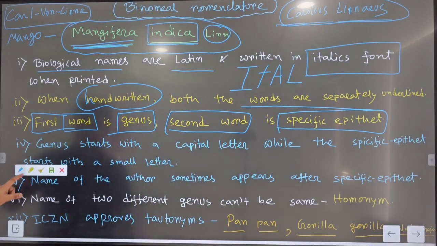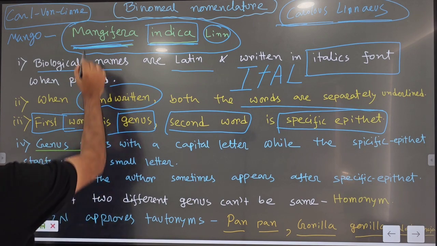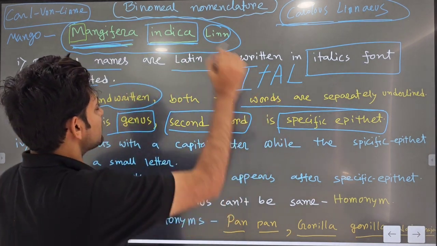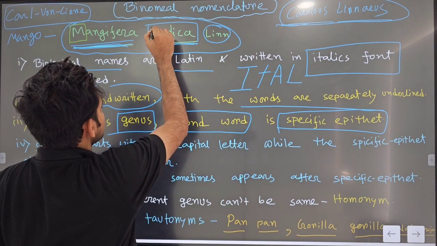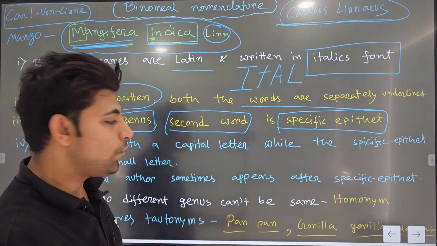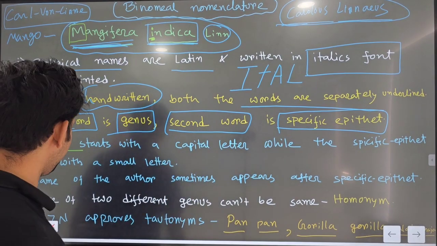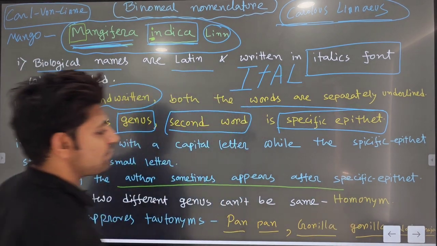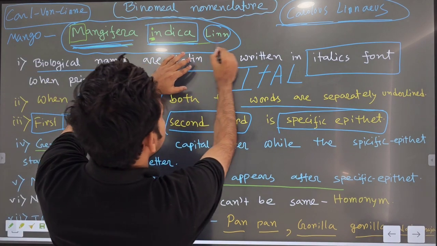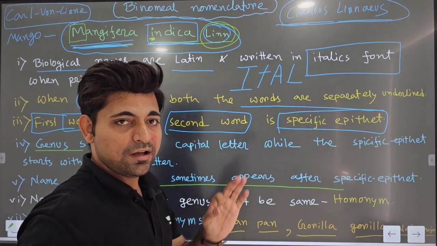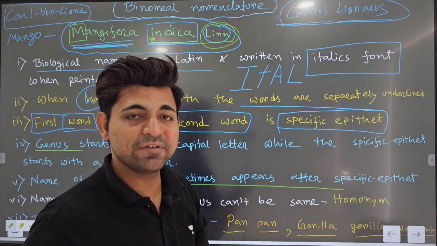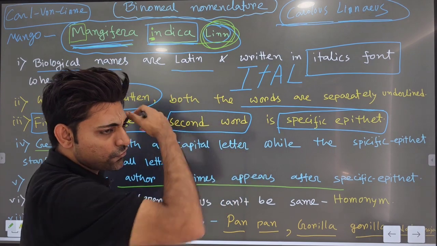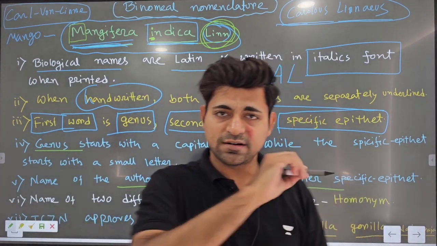Now, genus always starts with a capital letter or uppercase letter. The specific epithet always starts with a small letter or lowercase letter. It is the thumb rule. Okay. Now, sometimes the author appears after the specific epithet, like Mangifera indica Linn. Now, while you are putting the author name, you can give it a short or abbreviated form. Linn means Linnaeus, and when you are writing this author name, you don't have to follow any font or underline it.